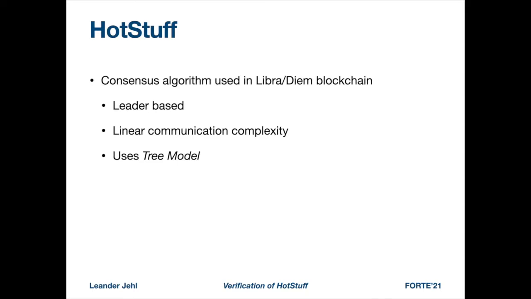HotStuff is the consensus algorithm used in the Libra or Diem blockchain. It is leader-based and has linear communication complexity. Most important for this talk, HotStuff uses a novel model that we call the tree model.